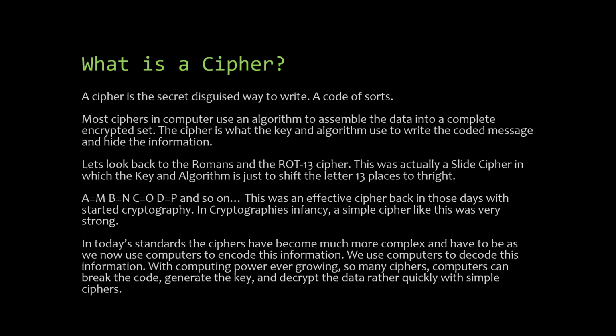Let's look back to the Romans and the Rot 13 cipher. This was actually known as a slide cipher, in which the key and algorithm are just a shift of the letters 13 places to the left or right. A equals M, B equals N, C equals O, D equals P, and so on. This was an effective cipher back in those days with starting cryptography. In cryptography's infancy, a simple cipher like this was very strong.